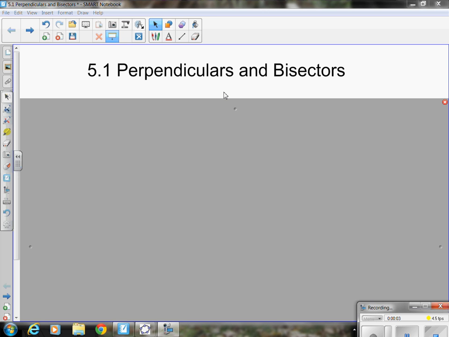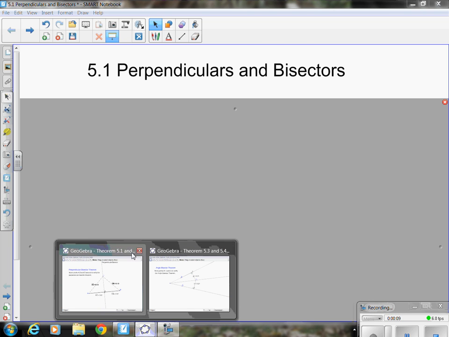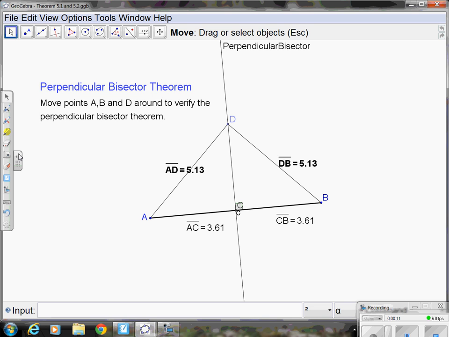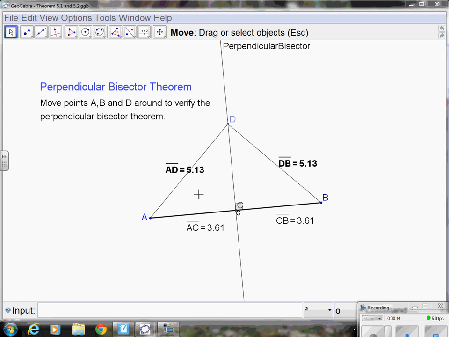5.1 perpendiculars and bisectors. I'm going to start this one out with looking at GeoGebra, and we're going to look at the first theorem of the section, the perpendicular bisector theorem, and consequently its converse. Basically, if I have a segment and I bisect the segment, remember bisect means divides it into two equal parts, so you can see AC is 3.61 right now and CB is 3.61. It bisected it, they're equal parts. And it's also perpendicular, a line perpendicular through that point of bisection makes this a perpendicular bisector, this thin black line right here.